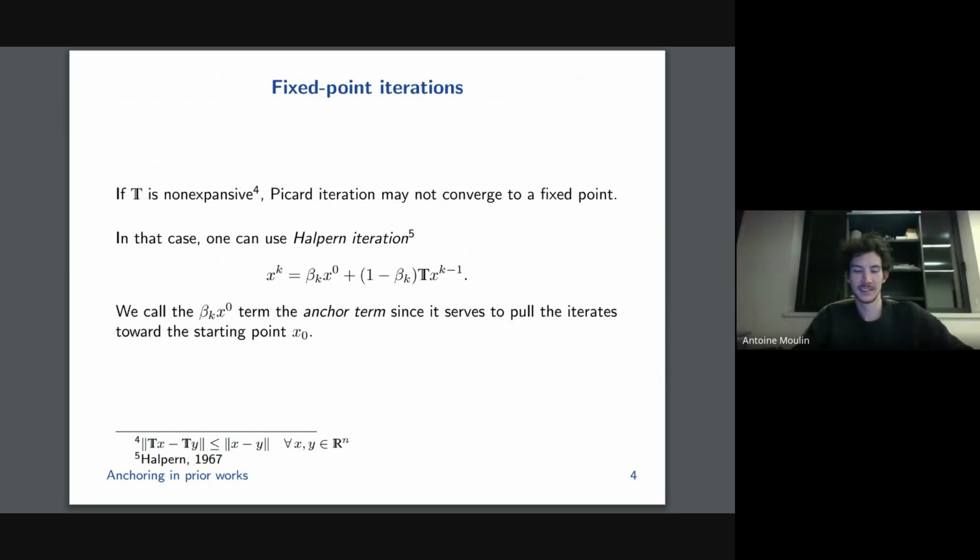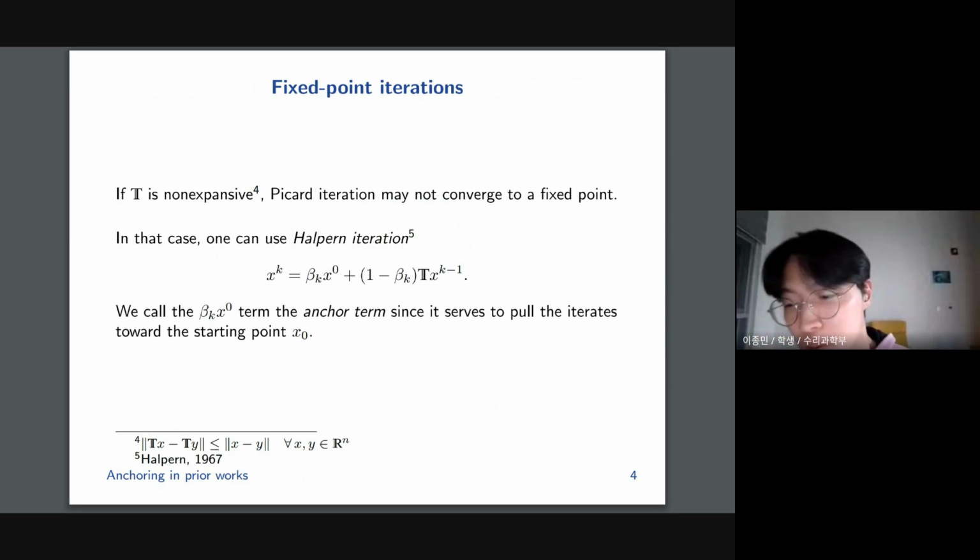Yeah, I tried some numerical experiments with very toy examples, like cliff walk and maze, and also the, what is that?